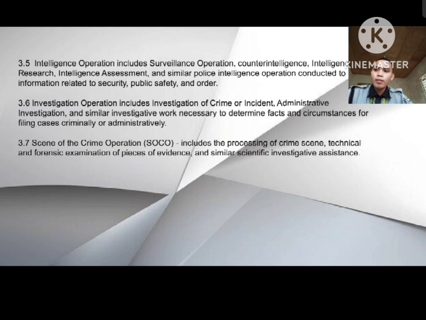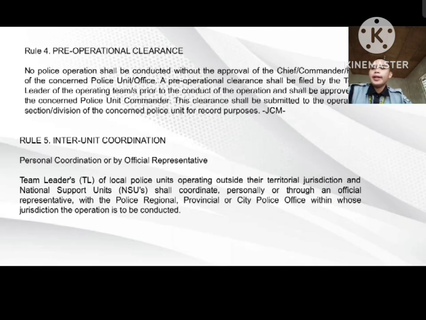So yeah, next is Rule number 4: pre-operational clearance. It says that no police operation shall be conducted without the approval of the chief commander of the concerned police unit or office. A pre-operational clearance shall be filed by the team leader of the operating team prior to the conduct of the operation and shall be approved by the concerned police unit commander. This clearance shall be submitted to the operation section division of the concerned police unit for record purposes.